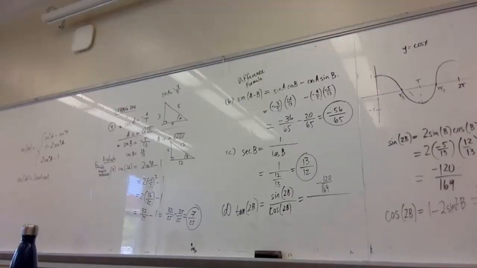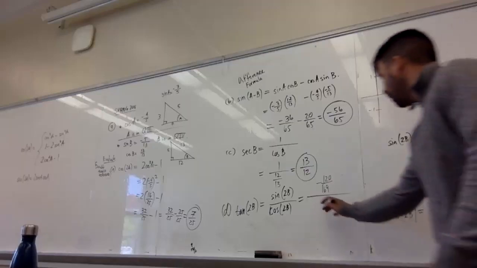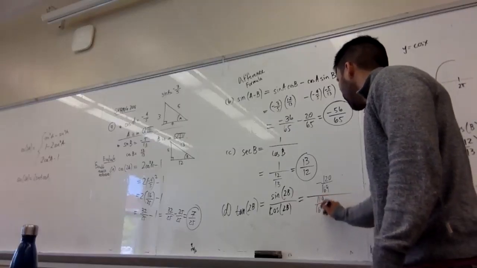What happens when I square this? Negative squared is a positive, 5 squared is 25, 13 squared is 169, and I double it and subtract from 1. When I double this, it becomes 50 over 169, 1 minus that. They have the same denominator, so 1 is really 169 over 169. And 169 minus 50, I get 119 over 169. That's cosine of twice the angle.